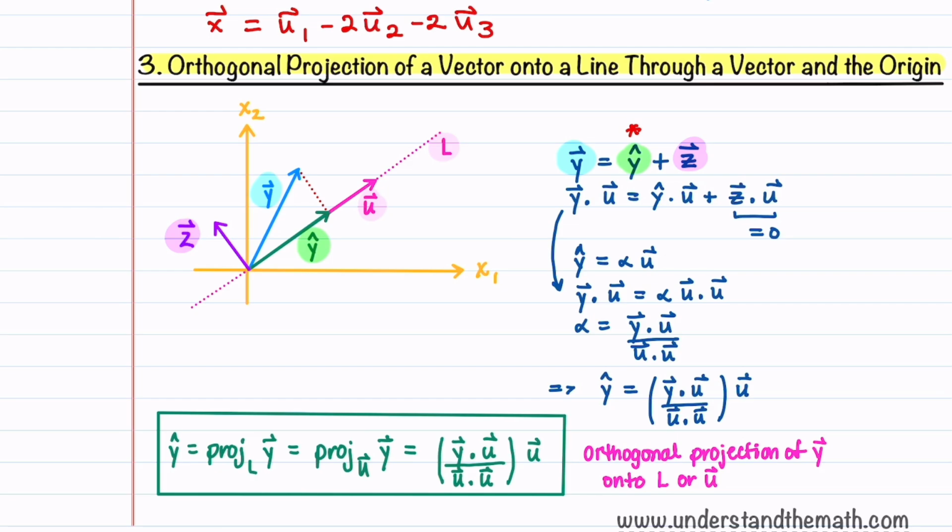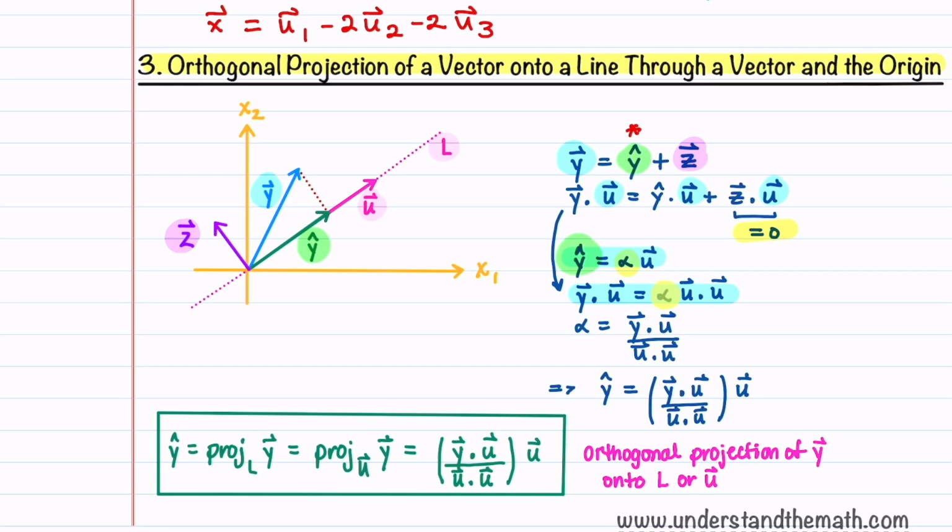To find y hat, we're going to take the dot product of every vector in this equation with vector u, and then since y hat lies along vector u, we can write y hat as a multiple of u, as alpha times u. We're also going to note that vector z and vector u are orthogonal, so that dot product is going to be equal to 0. We can then write that y dotted with u is equal to alpha u dotted with u. Keep in mind that we want to find y hat, so what we need to find now is alpha.